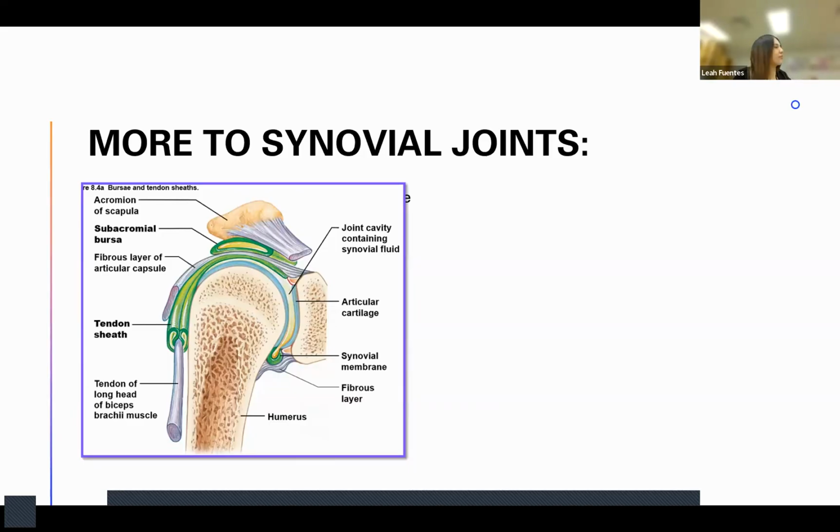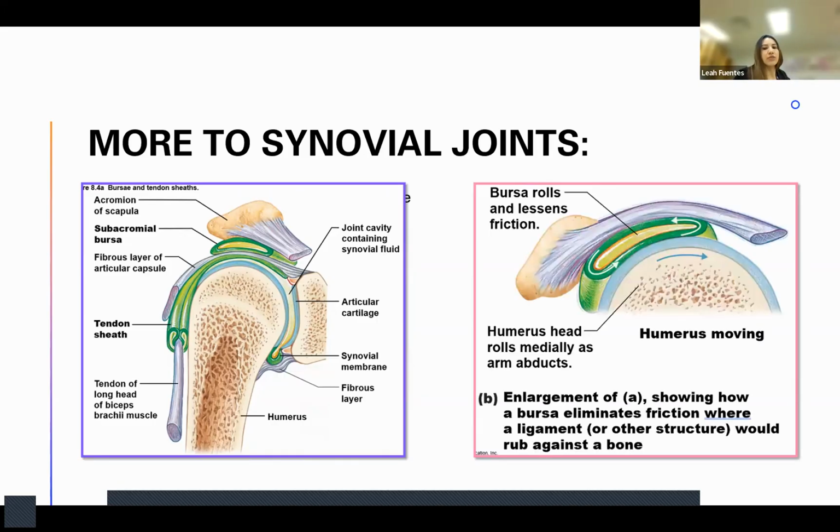But here again is that joint cavity with the synovial fluid. We have the articular cartilage, and then we have that tendon sheath here. These are working to lessen the friction around the bones. We can see here, our humerus would be moving this way, and the humerus head rolls medially as the arm abducts, so taking it away from the body. That's just lessening the friction, allowing that to not hurt you as you're doing it, and allowing for smoother movement.